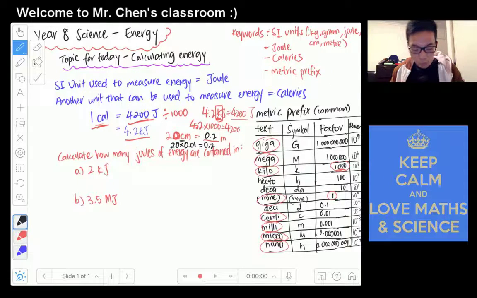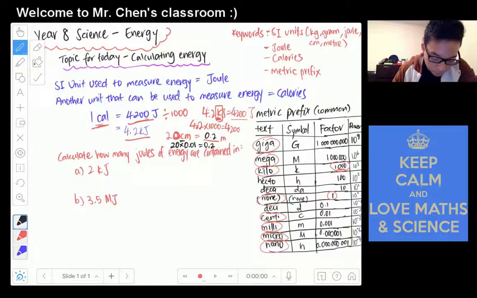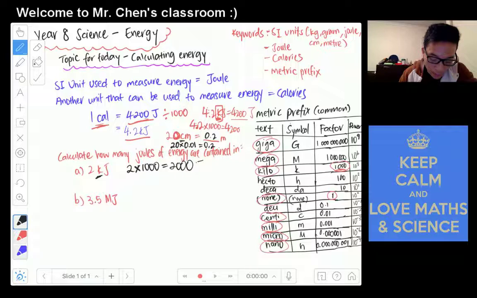Calculate how many joules of energy are contained in 2 kilojoule. So again, very simple. To work it out, you need to find what that K stands for, what is your kilo, so what is 1,000. So 2 times, remember it's always times, not plus, times 1,000 equals 2,000 joule. Now that the K is gone, it becomes just 2,000 joule.